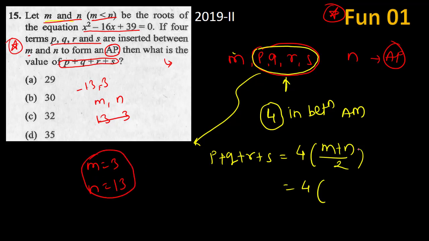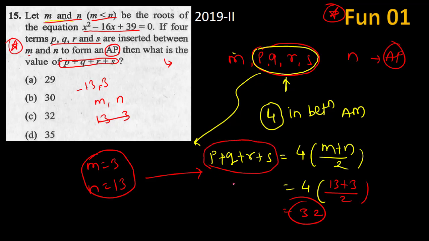Now substitute values m and n here in this. So it is 13 plus 3 divided by 2, which is equal to 16 by 2, which means 8, 8 times 4, 32. So the answer is 32. So the addition of these is 32. This property we have discussed in the fun class number 01.